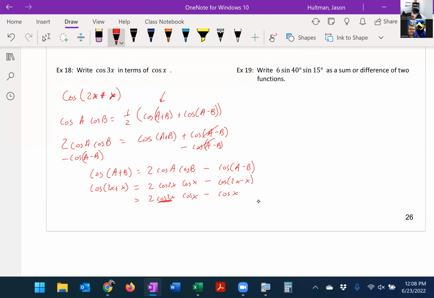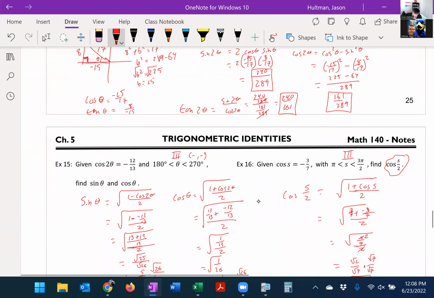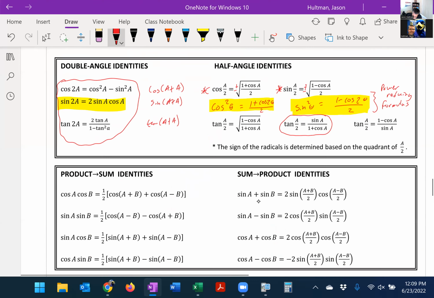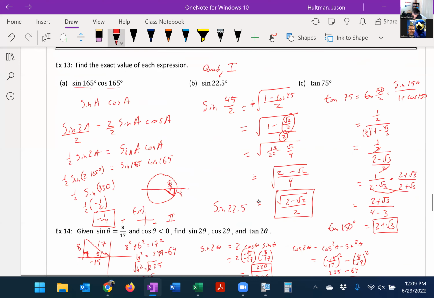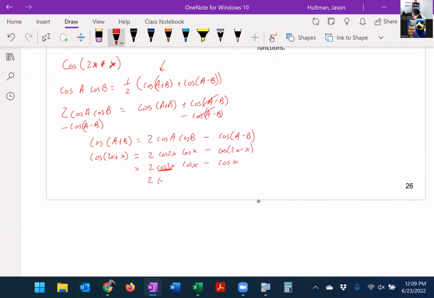We do have this double angle here. So how do we change that double angle to a single? Well, the cosine of 2x is cosine squared minus sine squared, I believe, right? Cosine of 2x is cosine squared minus sine squared. So this is 2 times cosine squared x minus sine squared x, times cosine x, minus cosine x.